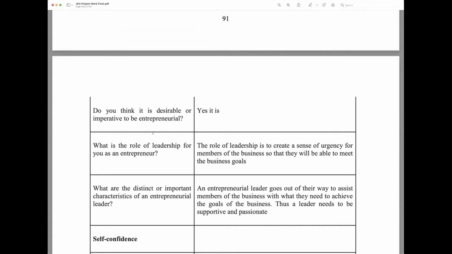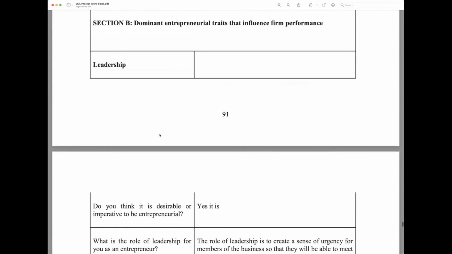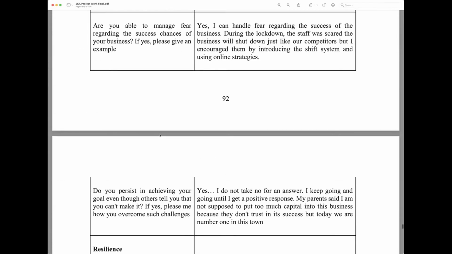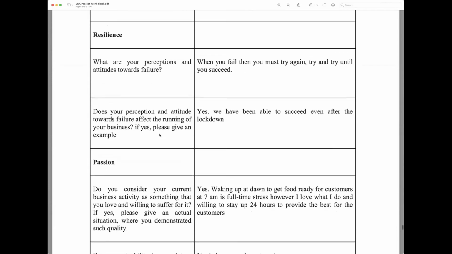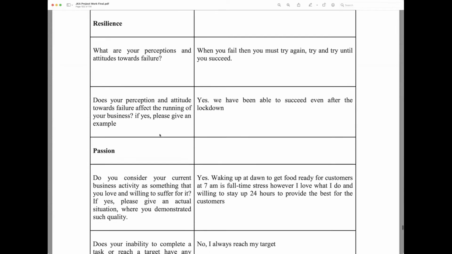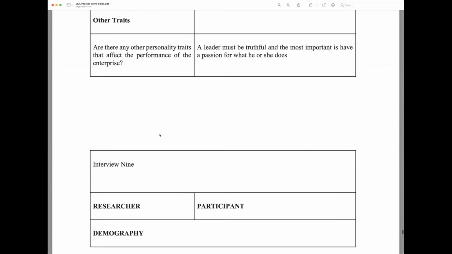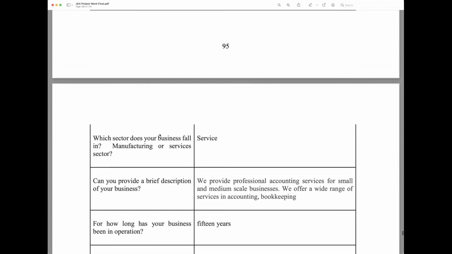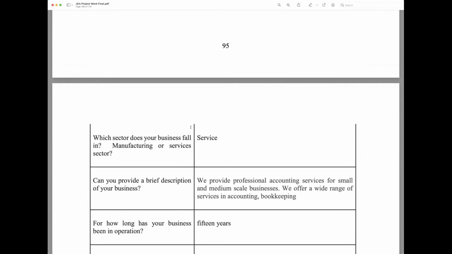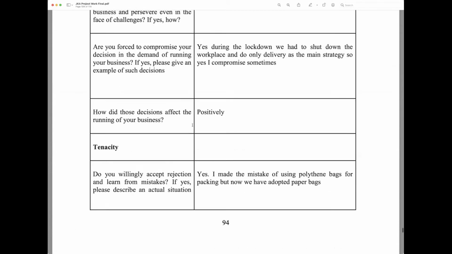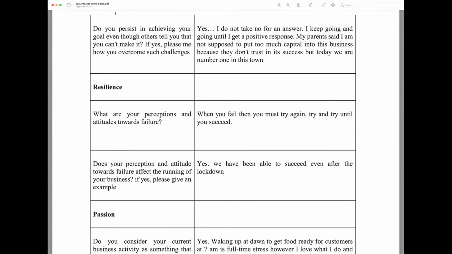desirable or imperative to be an entrepreneur? Yes, it is. What's the role of leadership for you as an entrepreneur? So we get these viewpoints from them, depending on this on leadership, this on self-confidence, to be able to build a picture of what the person is saying concerning everywhere. Okay, so that one we collect it like as you are seeing, and then you move on to the next one. You present it. So this is just showing snippets of somebody's case study database, just snippets of some.